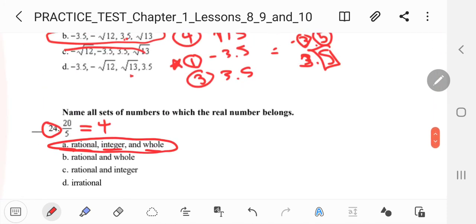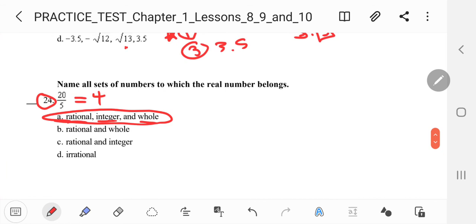All right, there it is. We did it. Hopefully that helps, and good luck on the test.